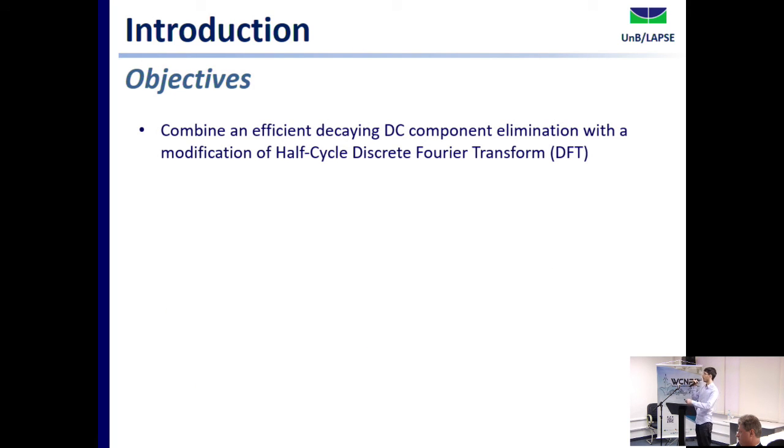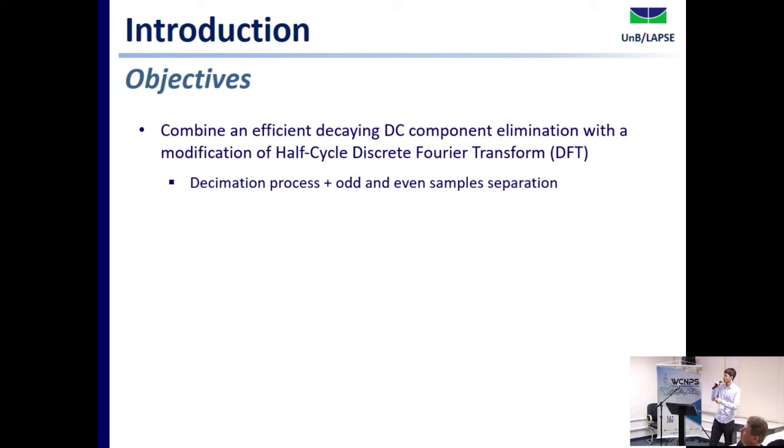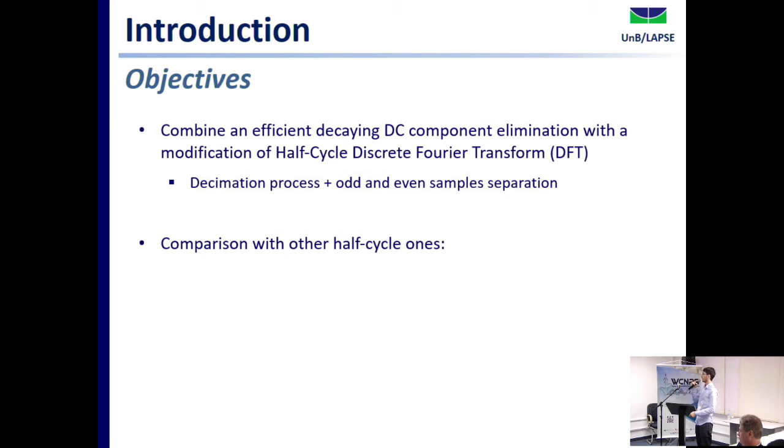Our objective here is to combine an efficient decay in DC component elimination with modification of a half-cycle discrete Fourier transform, as I mentioned in the beginning of the presentation. To do that, we use a decimation process in parallel with odd and even sample separation. I think that will be clarified here in the future. And we compare our response with other algorithms in the literature. We compare with Hroslovsky and Shane.